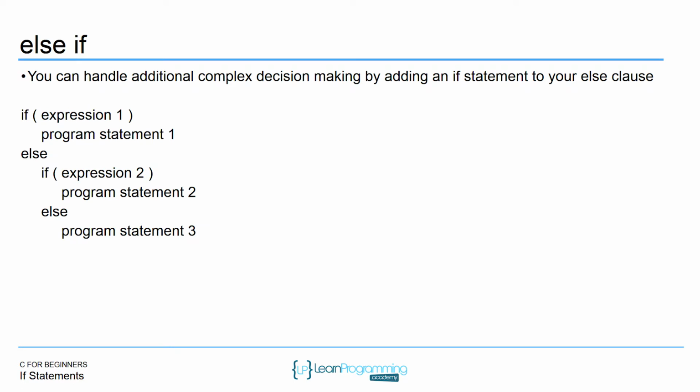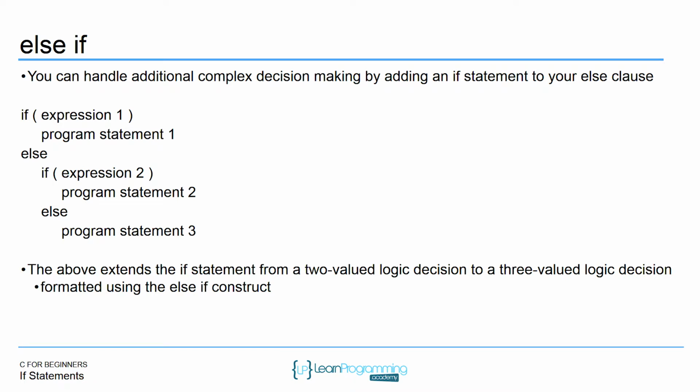So you say if expression 1, you have some code that's going to execute if it's true. Otherwise, you say if after it, which is perfectly legal. This is an if statement inside of an else statement. Then you execute program 2, else you execute something else. All right, so this extends the if statement from a 2-valued logic decision to a 3-valued logic decision.